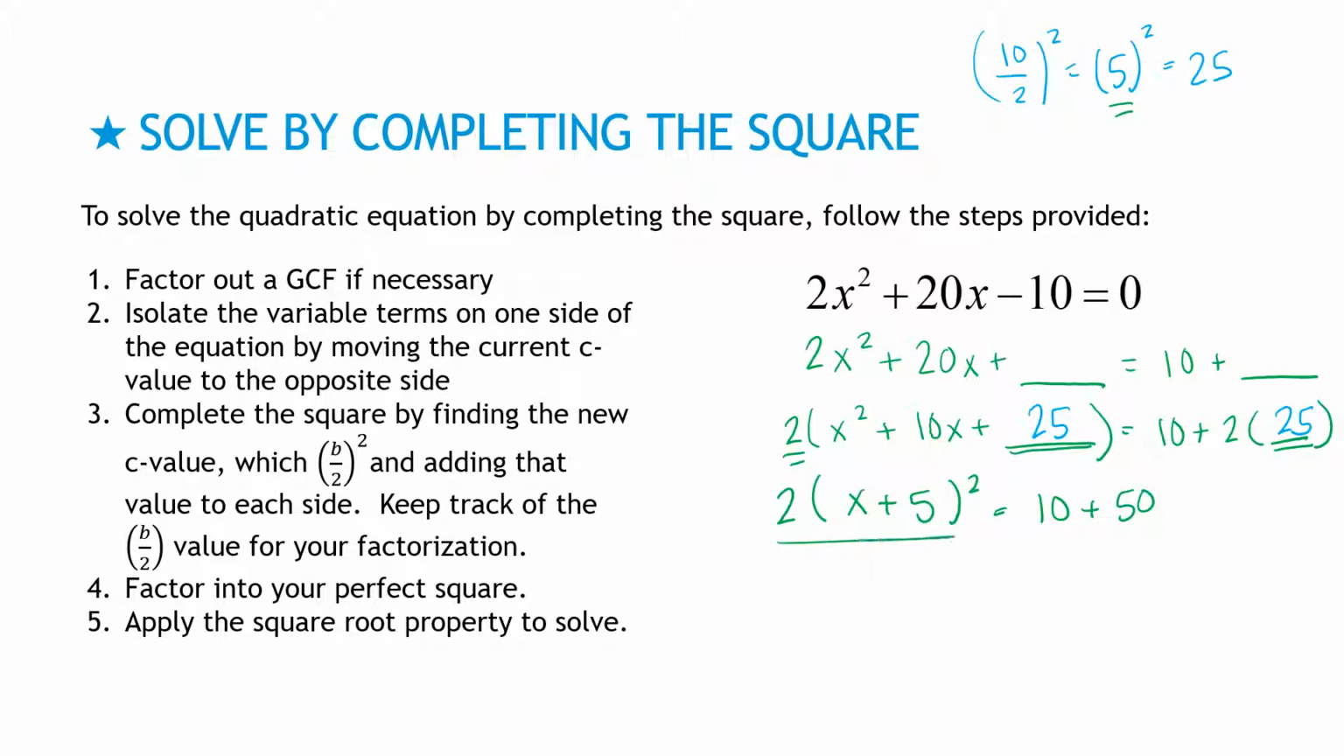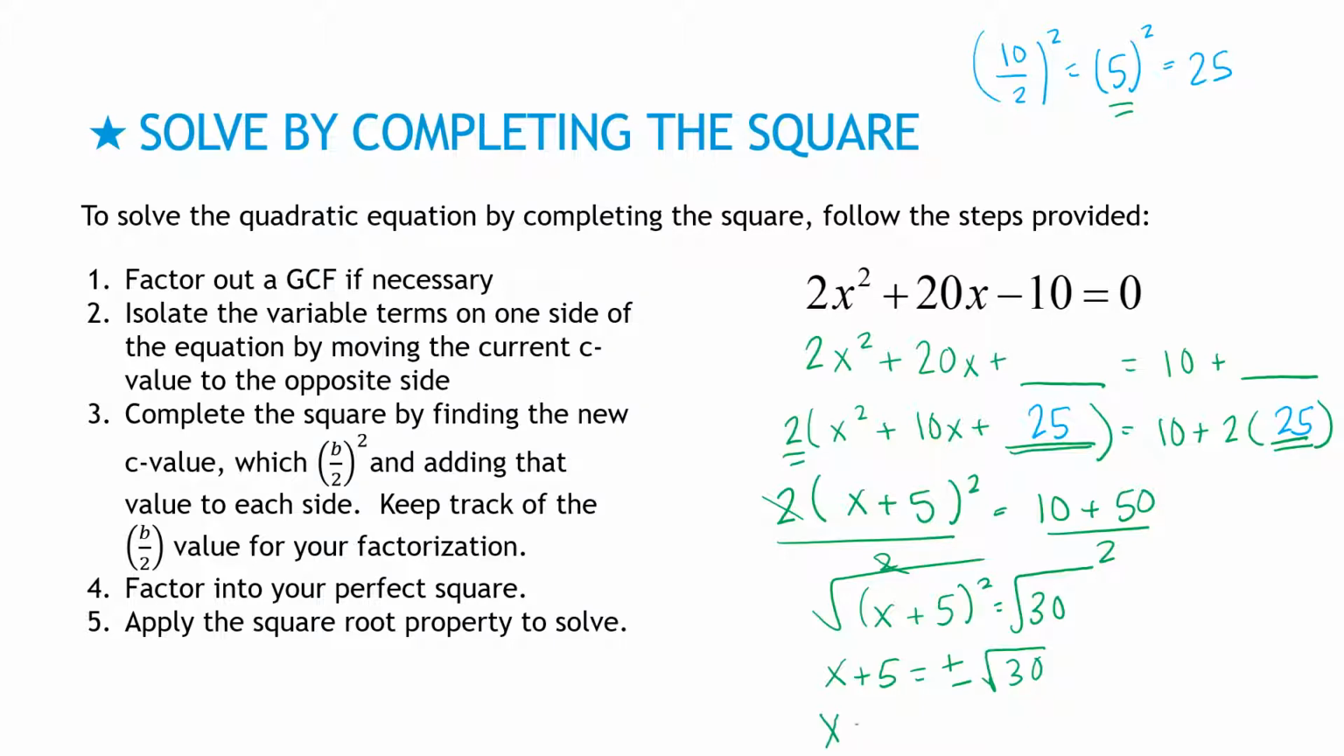I'm going to divide each side by 2. So I get x plus 5, quantity squared, equals 10 plus 50, which is 60, divided by 2, which is 30. And now I'm going to take the square root of each side. So I get x plus 5 equals plus or minus the square root of 30. Are there numbers that would go into that? 4 does not, 9 does not, 16 does not, etc. So nothing really goes into it, so it's just plus or minus square root of 30.